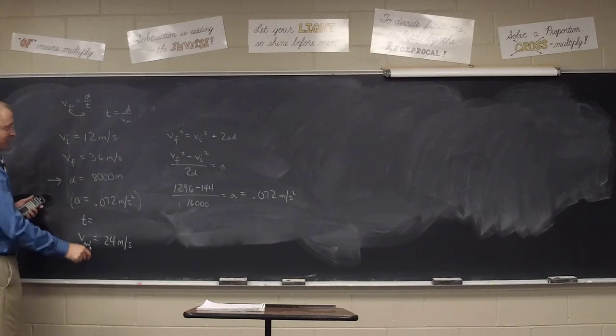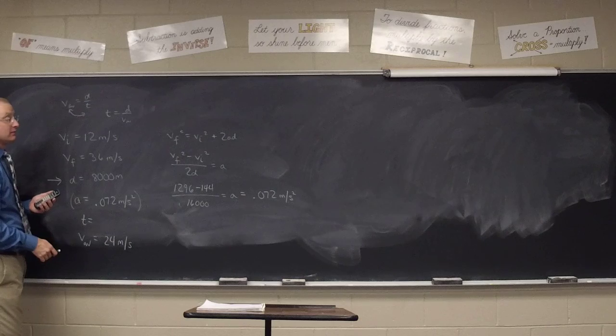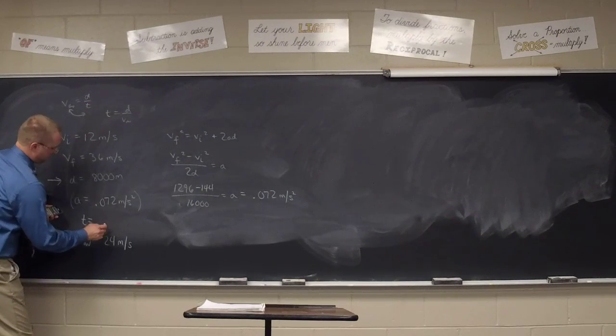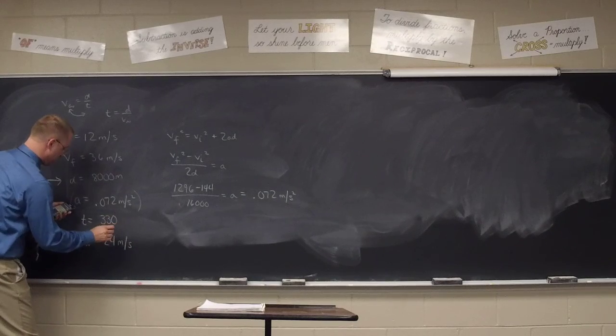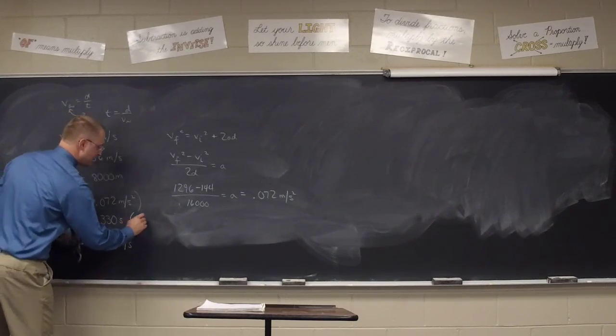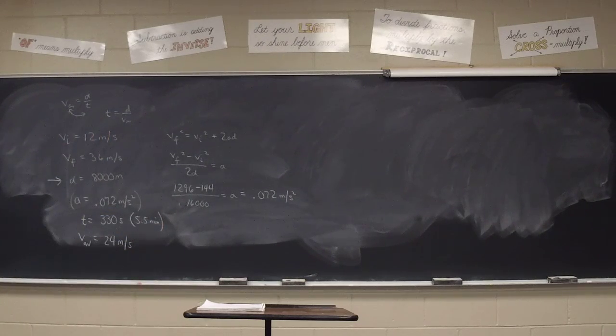How much time does it take to get up to speed? 330 seconds. Yeah, 333.3 repeating, or rounded to 2 sig figs, 330 seconds, or you could say, I suppose, what is that, 5.5 minutes? Though probably leaving 330 seconds is best.